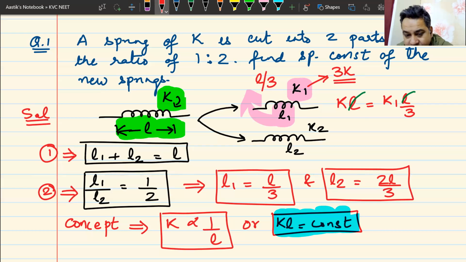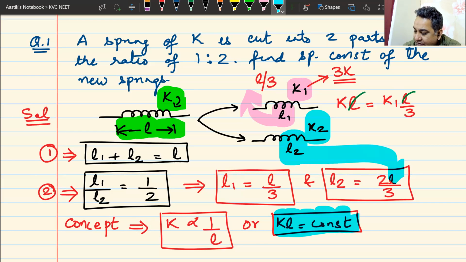That is correct. If you have understood it clearly, can I now hope and expect that you should be able to tell me the value of K2? Remember, L2 is 2L by 3. All of us know this. Can you now tell me what will be the value of K2? K2 is the spring constant of the second spring, and the length of the second spring is 2L/3. Can I have your answers for K2?